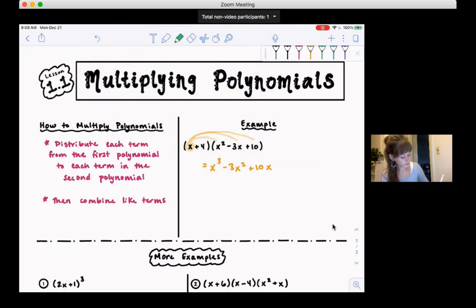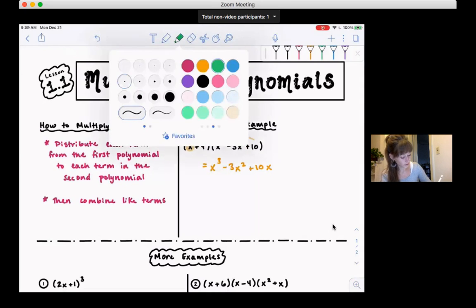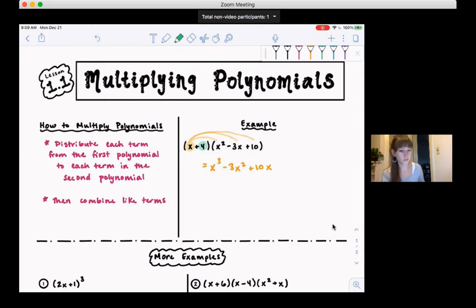Okay, now let's distribute our second term. So the second term in our first polynomial is 4, so we're going to distribute that now. So we'll do 4 times x squared, so that just gives me 4x squared. Then we'll do 4 times minus 3x, so that gives me minus 12x. And then finally, 4 times positive 10 gives me plus 40.